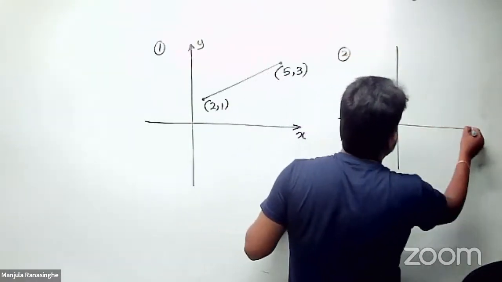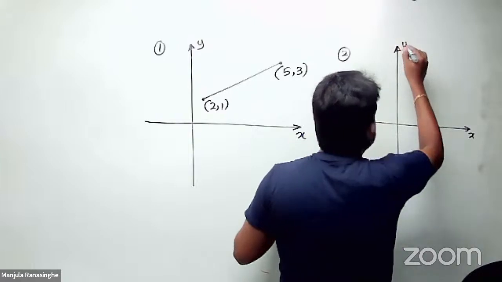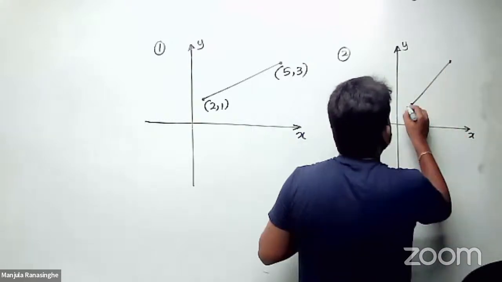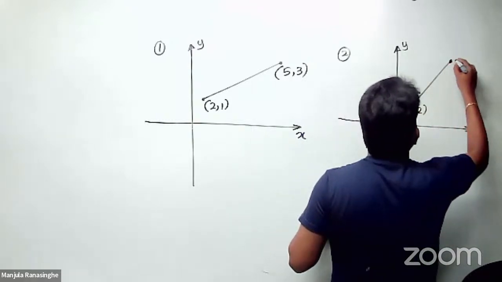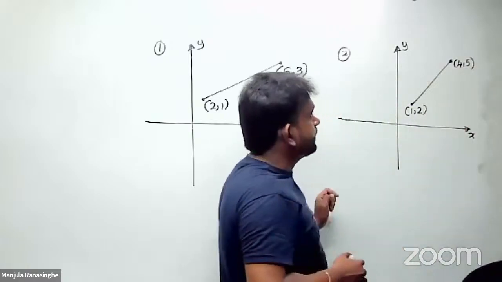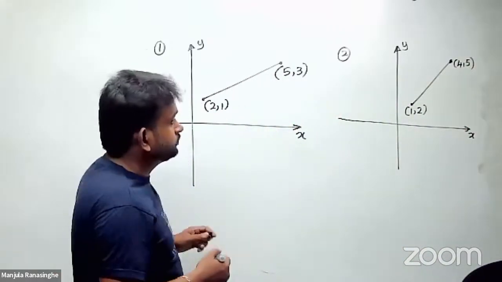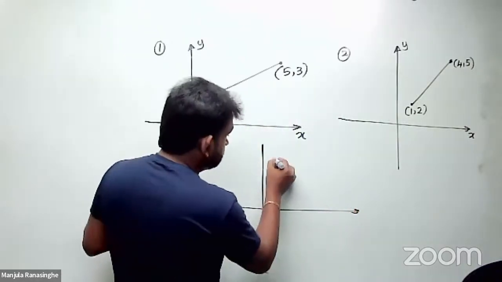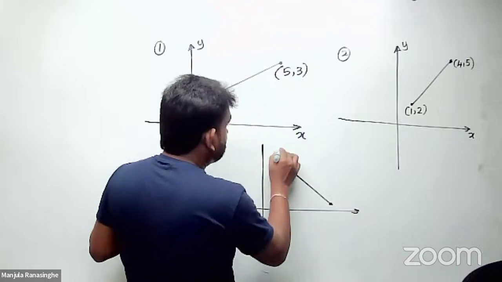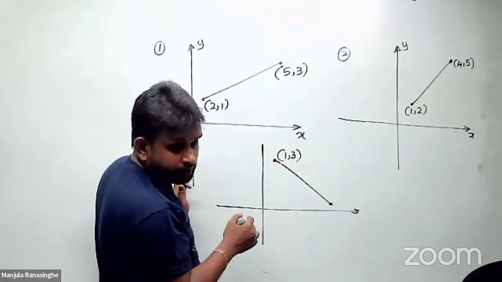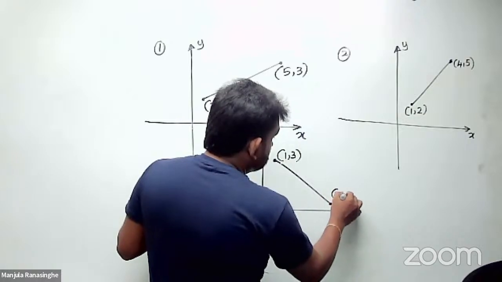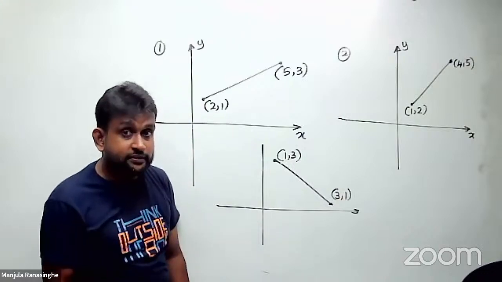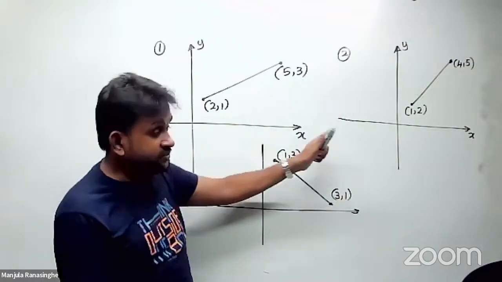then second one, xy, here 1, 2, 4, 5. Then third one, when 2 points are marked, how to take: 1, 3, and here 3, 1. Okay, 3 questions are there. So you can start doing and send me the answers in the chat.